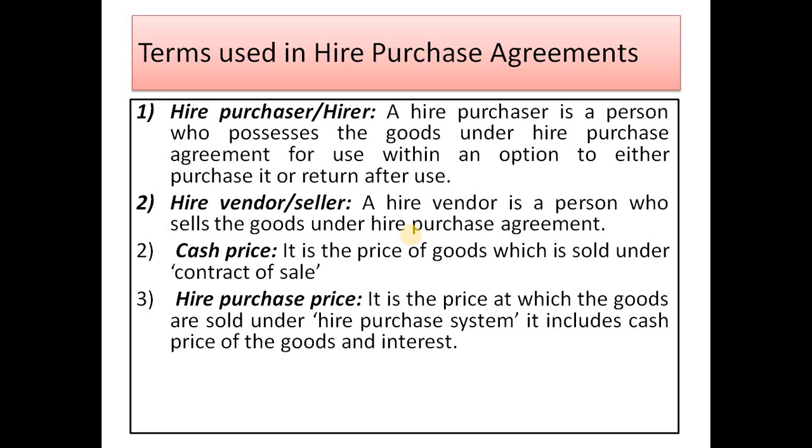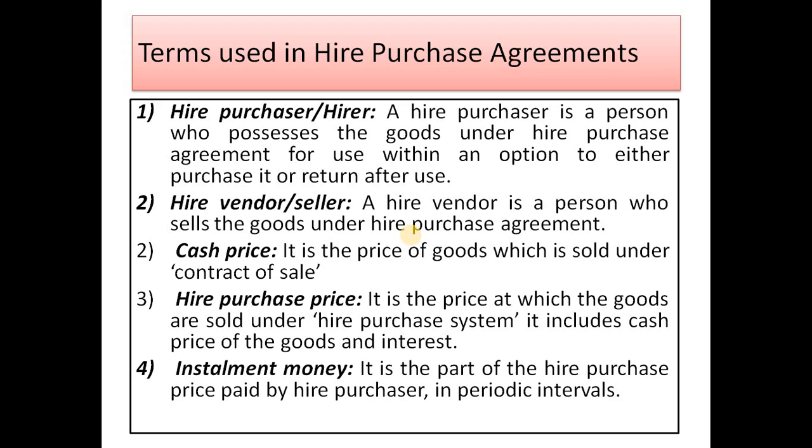Because the buyer is not going to pay the entire price of the goods at present. Right now he will be paying the amount in installments. That's why the seller is going to charge some extra amount, and that extra amount is nothing but the interest. So interest is the difference between hire purchase price and cash price. The next concept is installment money. Already I have mentioned it, it is a part of hire purchase price paid by the hire purchaser, the hire buyer, in periodical intervals.